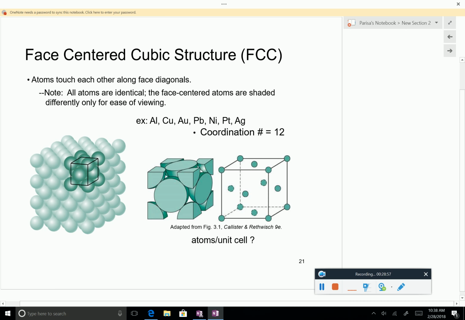Now, the second structure is the face-centered cube. And that's FCC for short. Again, we are looking at the unit cell. Here, aluminum is an example, which is probably interesting to us. Now look at this one and tell me how many whole atoms we have here.